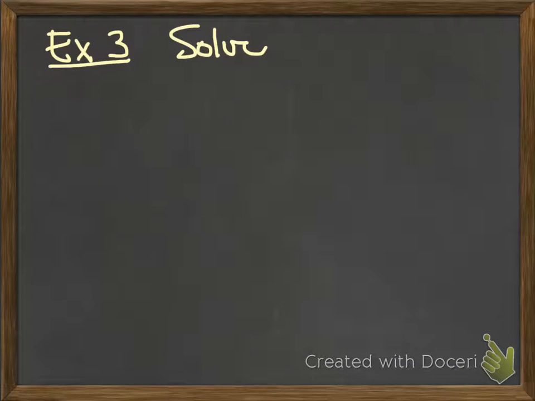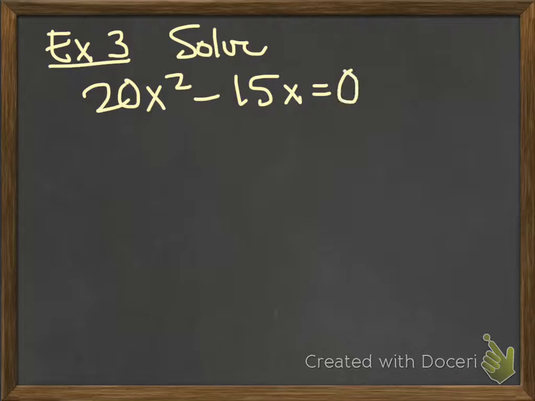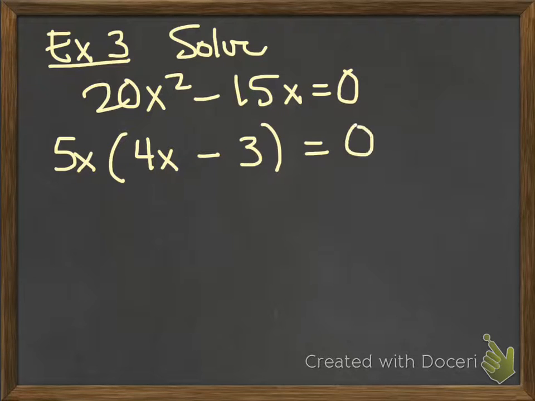So example 3 is 20x squared minus 15x equals 0. Step 1 is to find the GCF. And the greatest common factor of 20x squared minus 15x is 5x, which goes into 20x squared 4x times, minus 5x goes into 15x 3 times, equals 0.